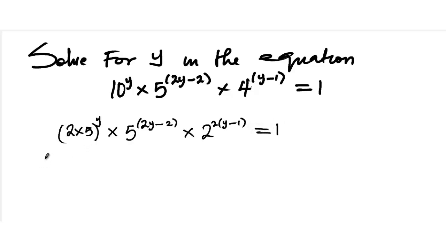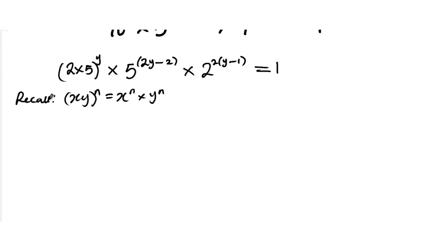From the law of indices, from the power distribution law, let me just do a recall. If you have xy raised to power n, it is the same thing as x raised to power n times y raised to power n. That's what I'm trying to do. For everything I do, I'll do that recall as much as possible. So this one will now turn to 2 raised to power y times 5 raised to the power of y, times 5 raised to power 2y minus 2, then times 2 raised to power 2 times y minus 1, that is 2y minus 2, is equal to 1.